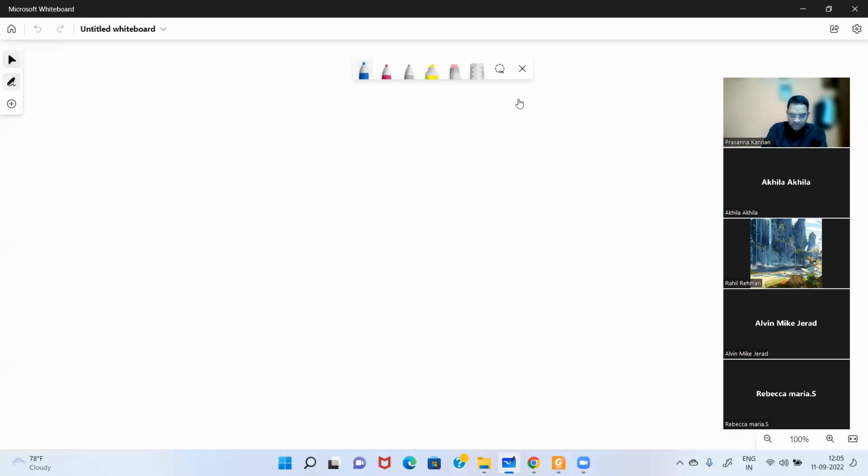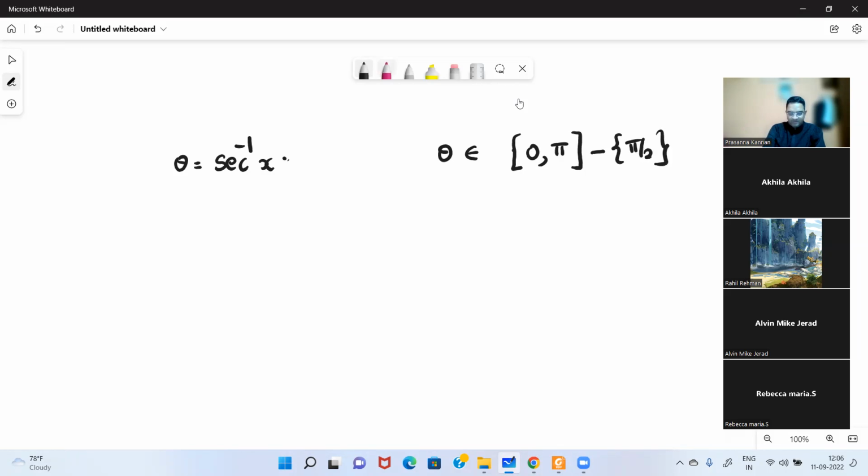Okay, there is one correction which is needed in that option, but anyways, I'll tell you. For secant inverse x, the value of secant inverse x, if angle is theta, the theta will belong to 0 to pi, except pi by 2. This is the correct answer. Are you clear?